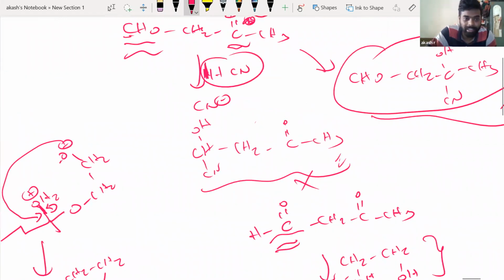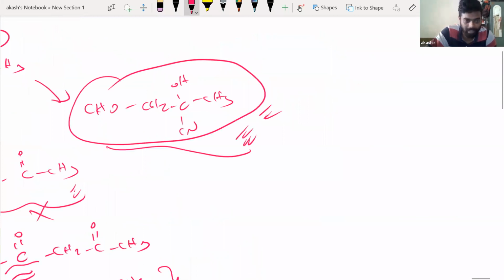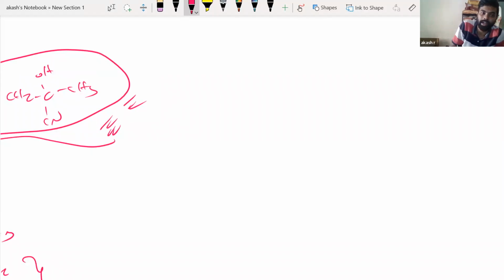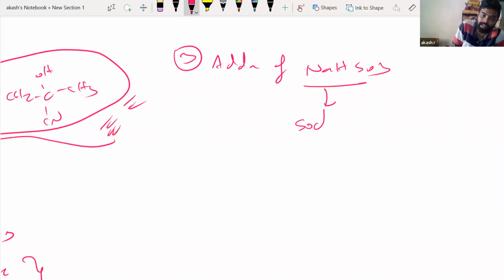Fine. So is there any other nucleophilic addition reaction you can have? Yes, we can have. Going to that. Now, I think this is the third one under nucleophilic addition. Addition of NaHSO3. This is your sodium bisulfite.